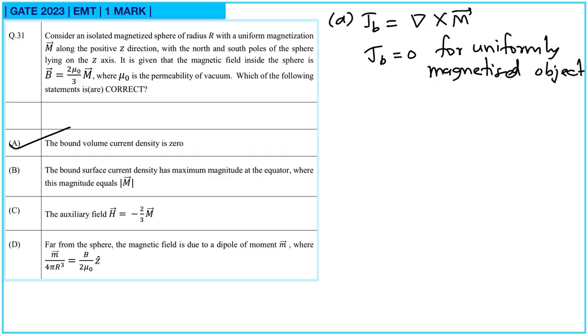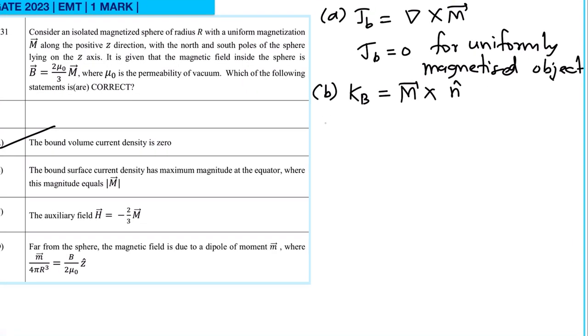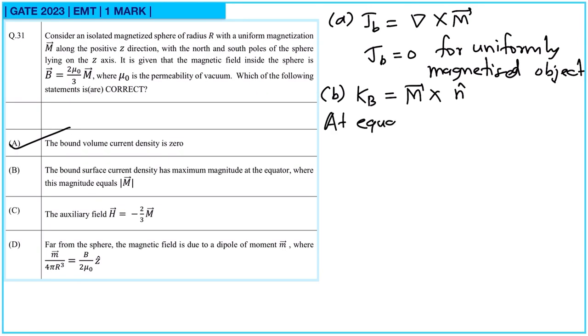The second option, the bound surface current density has maximum magnitude at the equator, where the magnitude equals the magnitude of M. Now Kb is equal to M bar cross n cap, where n cap is the outward normal to the surface. Now if we consider the equator, then at the equator n cap is perpendicular to M bar, so this will be magnitude of M into magnitude of n cap into sine theta, and sine 90 is 1, so this will be the same as magnitude of M bar. So option B is also correct.